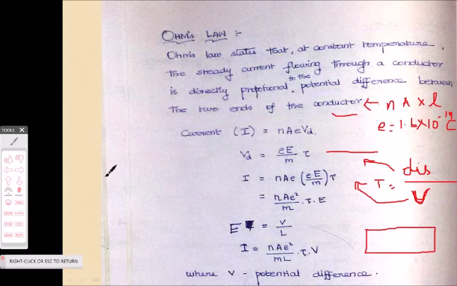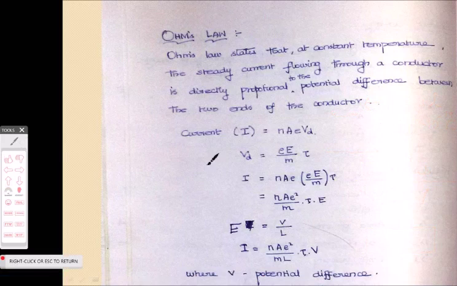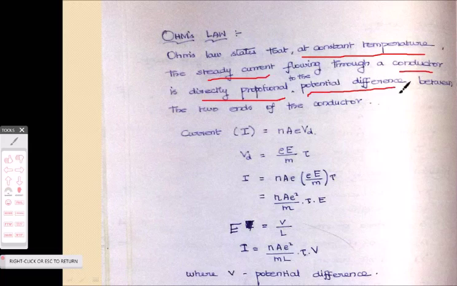Then Ohm's law, it's a very very important law. You have also studied Ohm's law in your 10th standard. What does Ohm's law state? Ohm's law states that at constant temperature, and this is very important, we can speak about Ohm's law only when the temperature is constant, the steady current, meaning constant current, flowing through a conductor is directly proportional to the potential difference between the two ends of the conductor. Consider this is a conductor, this is one end and this is the other end. The current is directly proportional to the potential difference between the two ends.